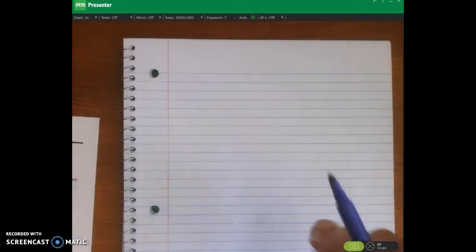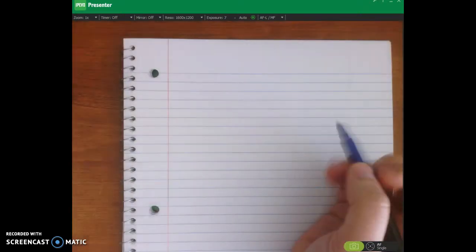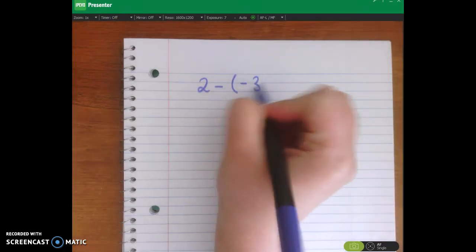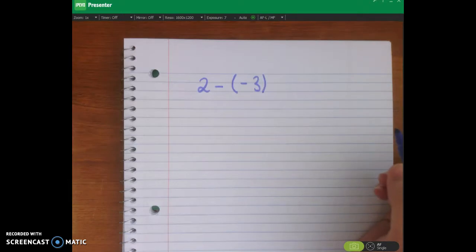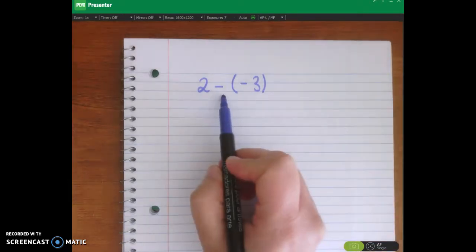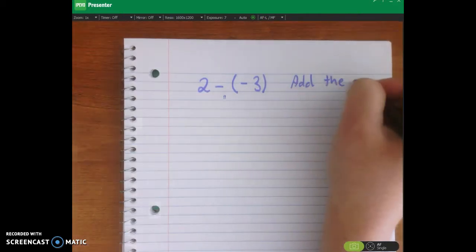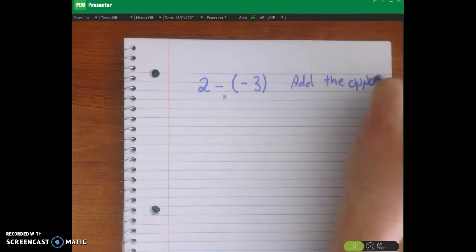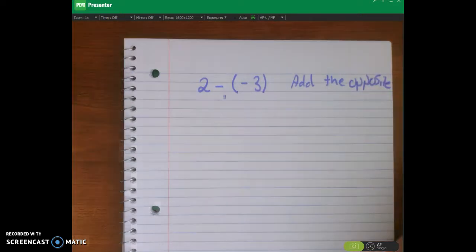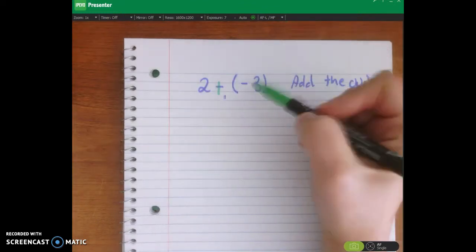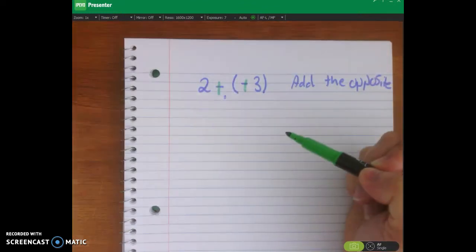So the next question said we want to subtract using the number line 2 minus negative 3. So again here we still have to change this, okay? So we have to change our subtraction to adding the opposite. So we're adding the opposite. So now I'm going to get another color. Let's use some green here. So now we're going to add a positive 3.